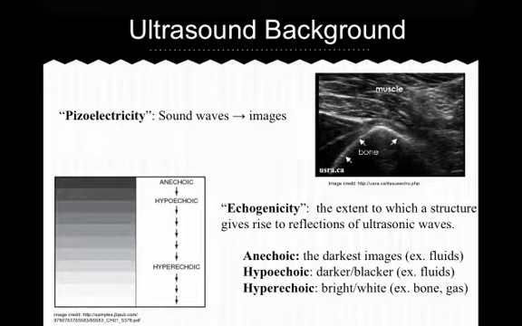Echogenicity refers to the extent to which a structure gives rise to reflections of ultrasonic waves. An anechoic image is one that is completely black. Hypoechoic refers to structures that appear relatively darker, such as fluids, urine, bile, or blood. Hyperechoic refers to structures that appear relatively bright white, such as bone and gas. Organ, parenchyma, and soft tissues are intermediate, but each differs slightly from the other and relative characteristics are known.